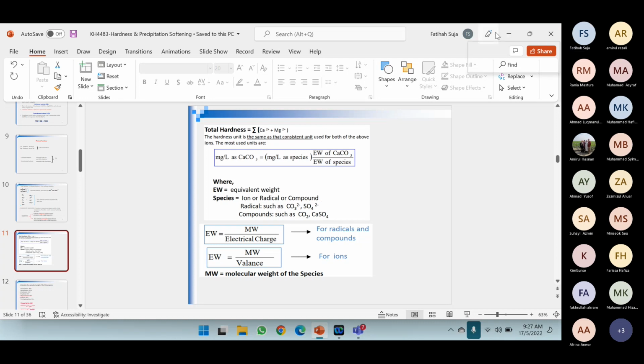Amirul? Yes, Prof. What is the charge of Ca? I'm not sure. You don't remember? Ca is 2 plus, right? SO4 is 2 minus. That is the charge.